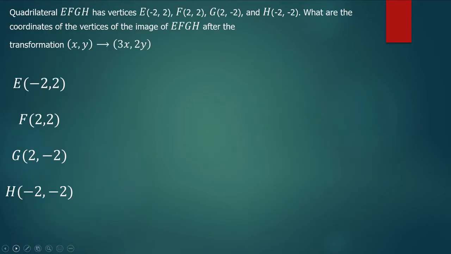So let's look at some examples, okay? We have a quadrilateral, not necessarily a square or rectangle, just some kind of quadrilateral. It's EFGH, and it has the vertices here, which I wrote down for us. It asks, what are the coordinates of the vertices of the image of EFGH after the transformation? And then it gives us a rule.